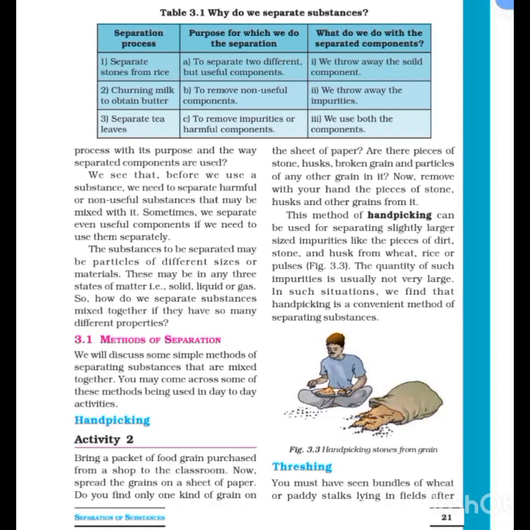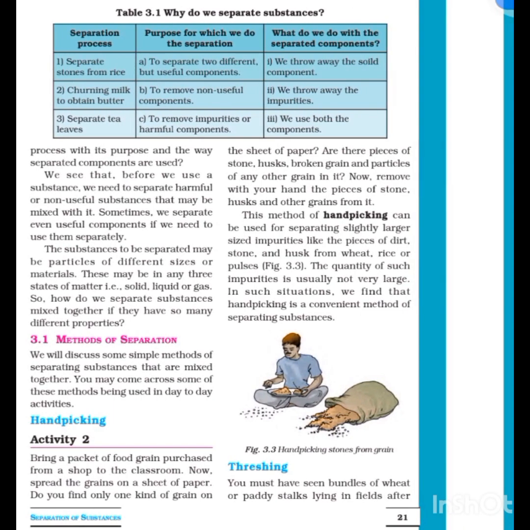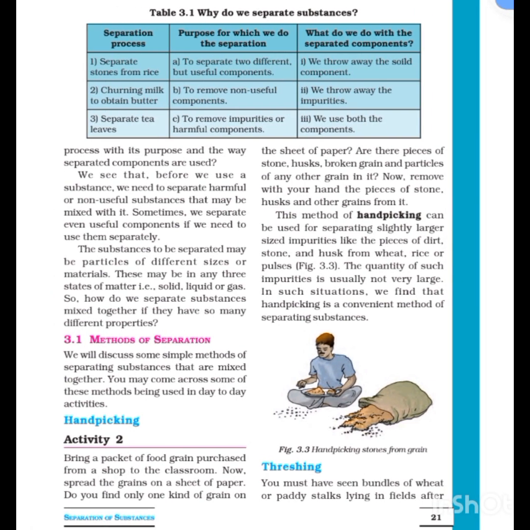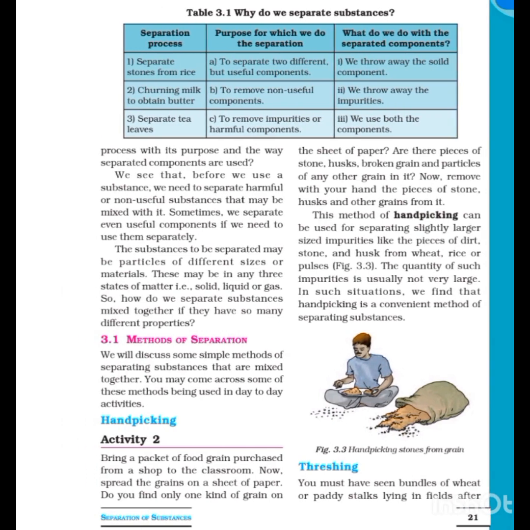Let's start with hand picking, okay? So bring a packet of food grain purchased from a shop to the classroom. Now spread the grains on a sheet of paper. Do you find only one kind of grain on the sheet of paper? Are there pieces of stone, husk, broken grain and particles of any other grain in it? Okay, होता है ना उसमें या नहीं होता है. Now remove with your hand the pieces of stone, husk and other grains from it. जैसे हम चावल छांटते हैं ना, right?